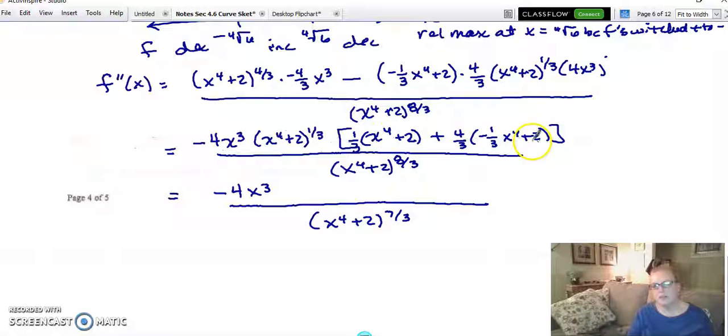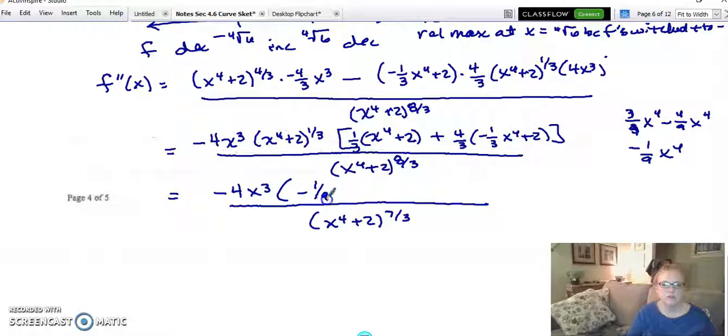Okay, and then I need to simplify in here. So let's see, I have 1/3 x to the 4th minus 4/9 x to the 4th. So that would be 3/9 minus, so negative 1/9 x to the 4th. And then we have our plus 2/3. And then over here we would have plus 8/3, which is 10/3. So plus 10/3.